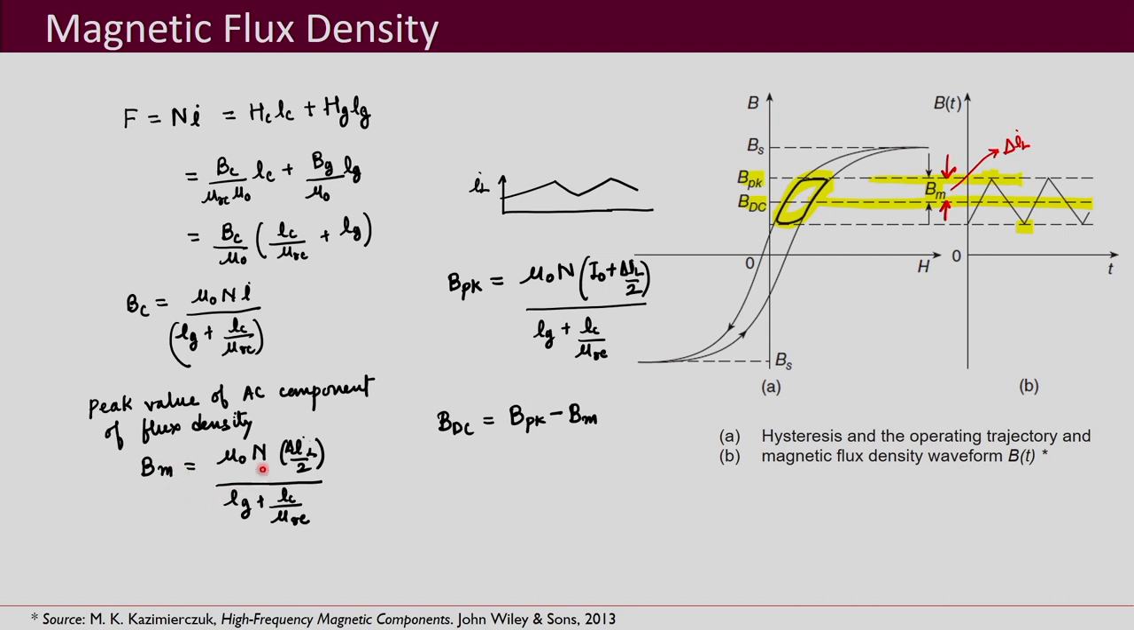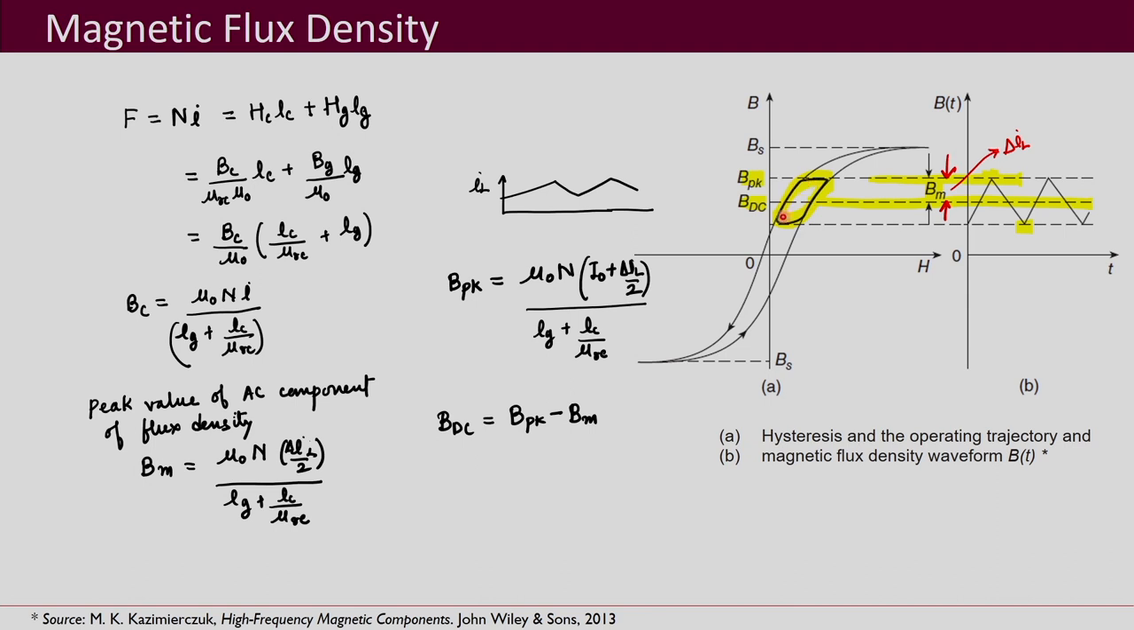the AC component. Now this peak value of the AC component is what is responsible for your core loss, because this is the part which is going to be traced again and again as a loop, and this tracing of this loop is going to lead to the core losses. So this we'll be using for computation of the core loss, and this BPK is also important, because we need to check whether it is going towards saturation or not. It should be less than BS, the saturation flux density of the core material you have chosen.